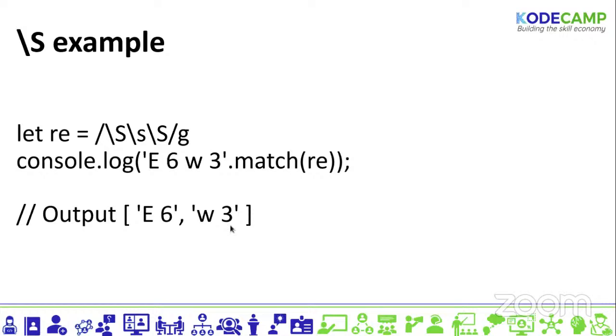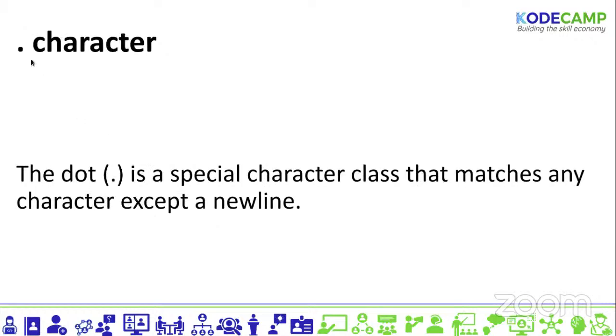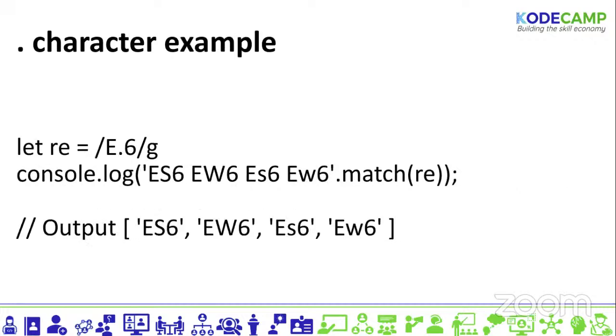So with that said, let's continue. So we have the dot character notation. The dot character is a special character class that matches any character except a new line. But let's see how that works.